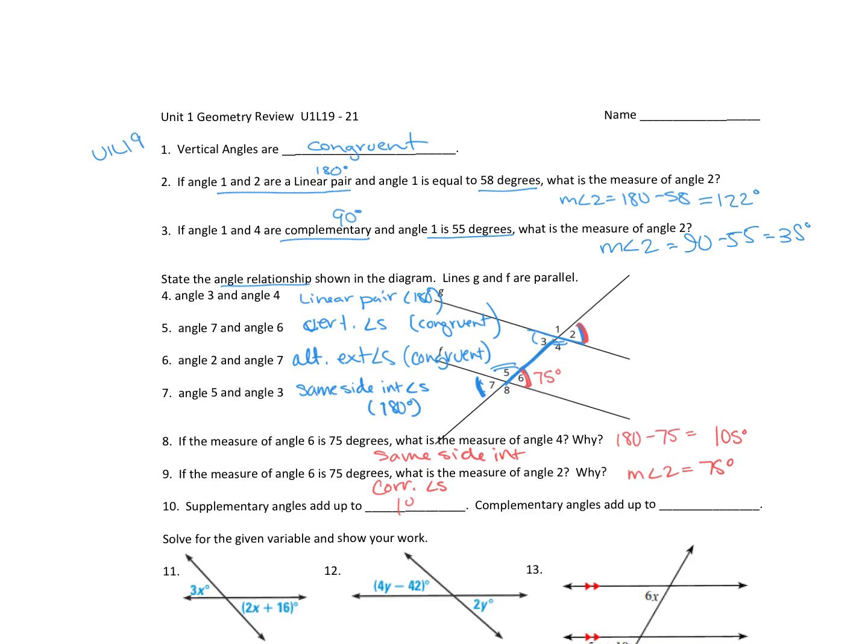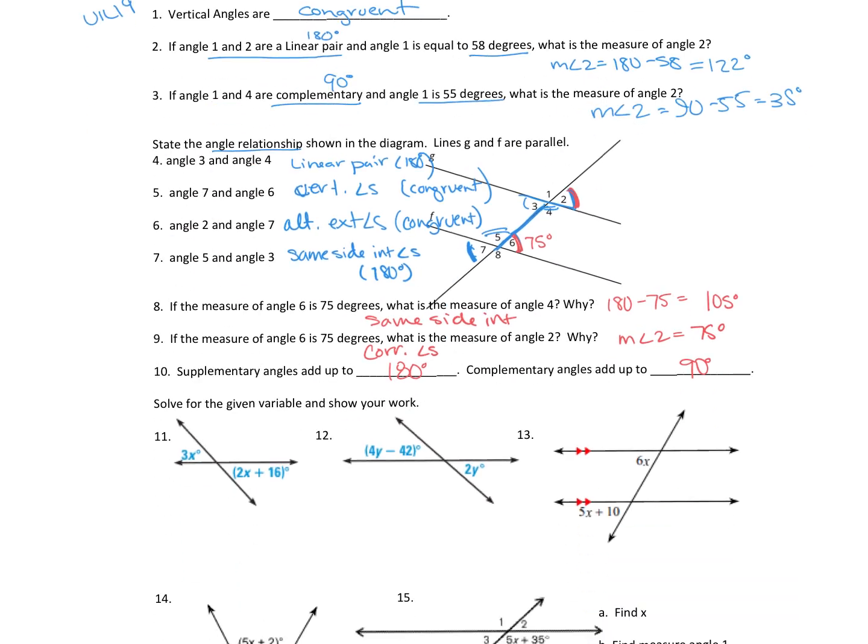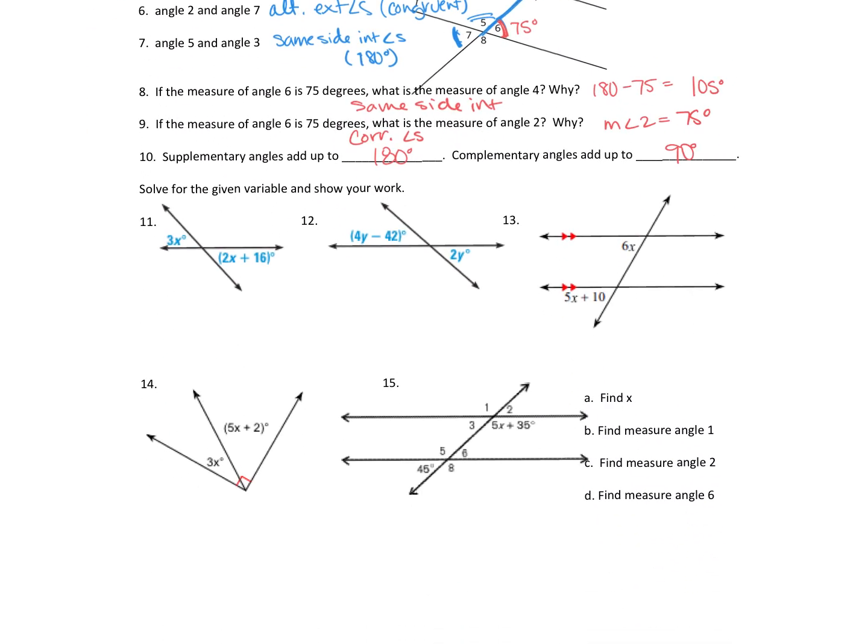Supplementary angles add up to 180, and complementary angles add up to 90. So let's do some algebra problems with these. For number 11, I need to recognize that these are vertical angles, and vertical angles are going to be congruent to each other. There's examples of this in our lesson 19. So I'm going to write 3x equals 2x plus 16. I'm going to subtract 2x from both sides and get that x is equal to 16.